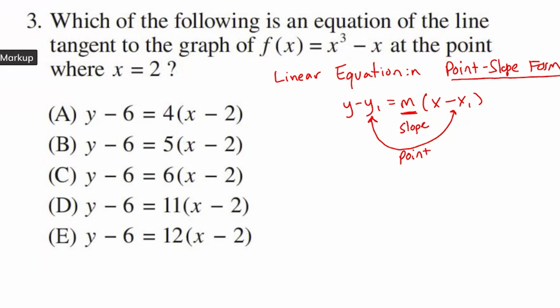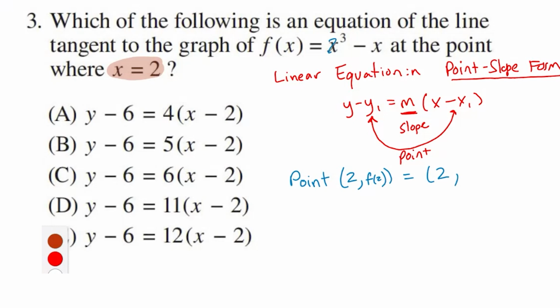Well, we want the point and the slope at x equals 2. That's the x value of the point. So for my point, I have my x value, which is 2. And then to find the y value, I need to find f of 2. Basically, I need to substitute 2 into the original equation. So if I substitute 2 into f of x, that's going to give me 2 cubed minus 2. 2 cubed is 8. 8 minus 2 is 6. So f of 2 is 6.